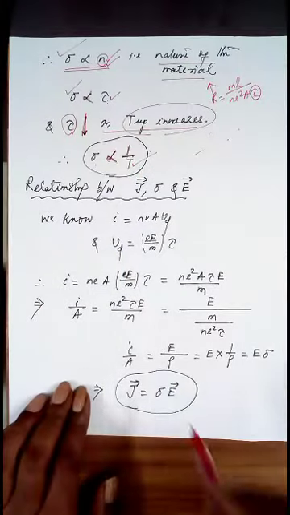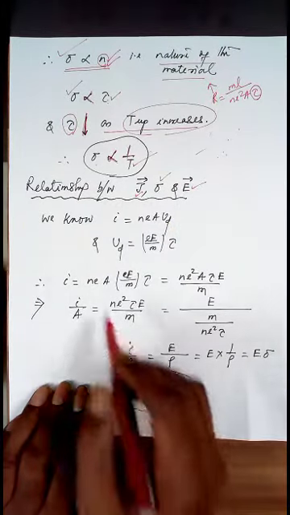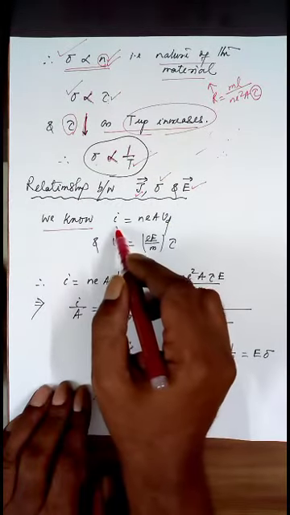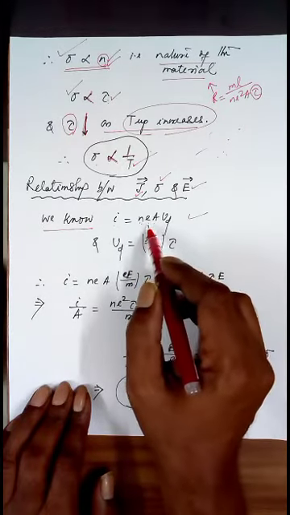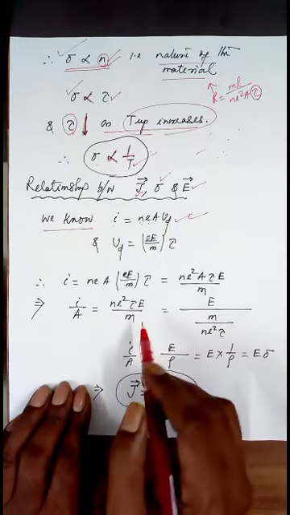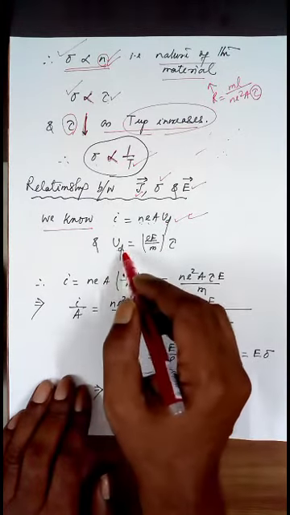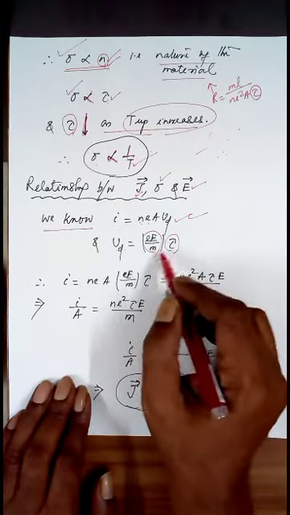Now, the relationship between current density, sigma, and electric field. We know from previous lessons that I is equal to n e A v_d, where n is the number of electrons per unit volume, e the charge of the electron, A the area of cross section of the conductor, and v_d the drift velocity. We also knew that drift velocity was acceleration into time, that is, E over m into tau.